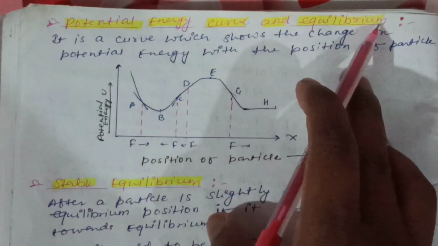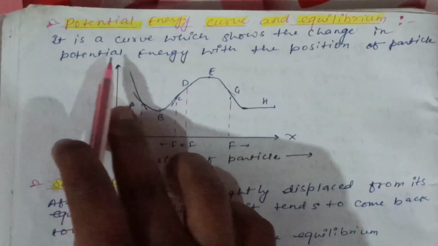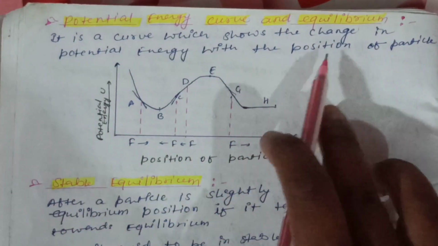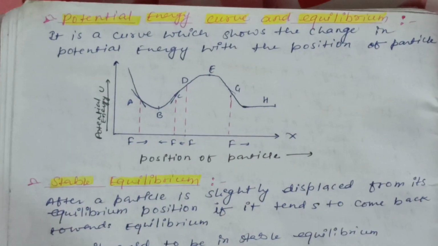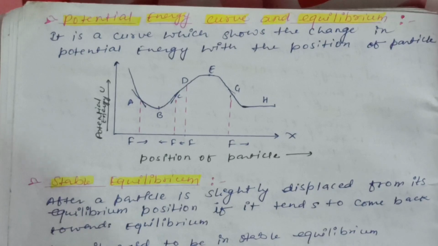Potential energy curve and equilibrium. It is the curve which shows the change in potential energy with the position of the particle.